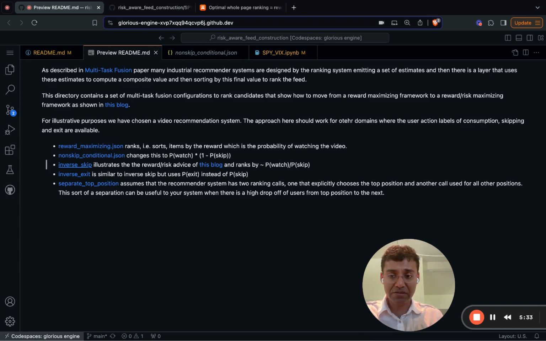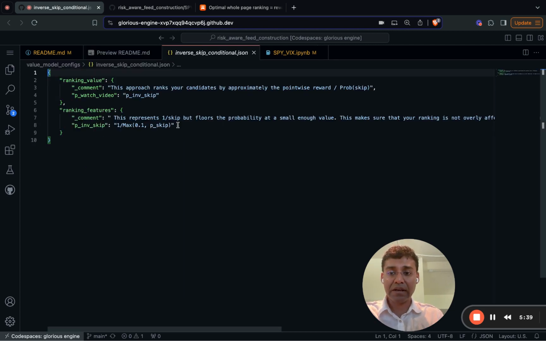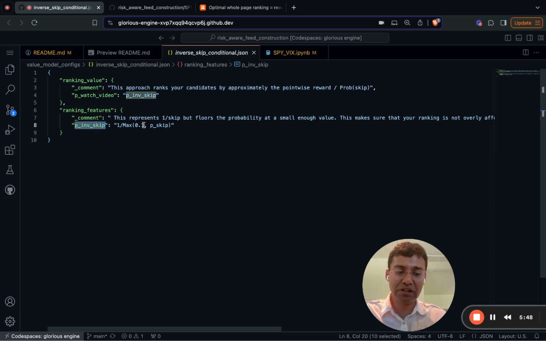Then the inverse skip formulation actually tries to start formulating in the reward by risk framework. What this does is it defines an inverse skip by 1 by skip. This max 0.1 just makes sure that when the estimate of skipping is very low, let's say 0.001 or 0.01, it could affect your ranking too much. You're providing some sort of a threshold below which there'll be some error in your prediction, right? And you don't want to be overexposed to that error. So this is why max 0.1.